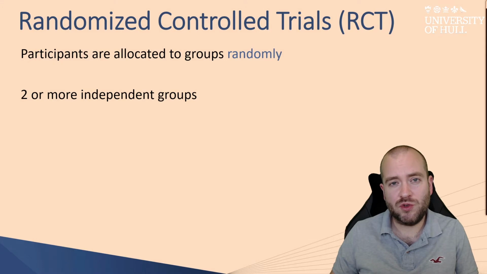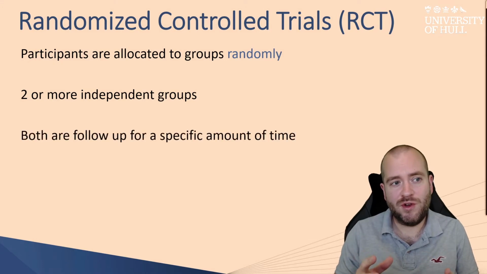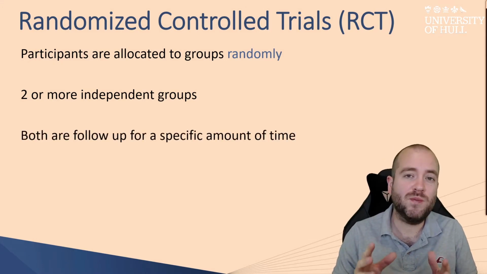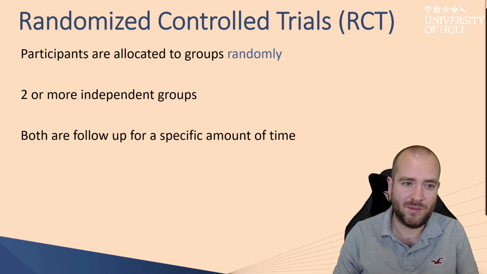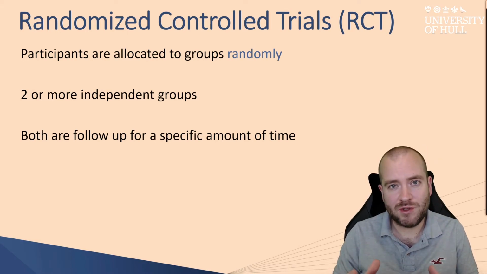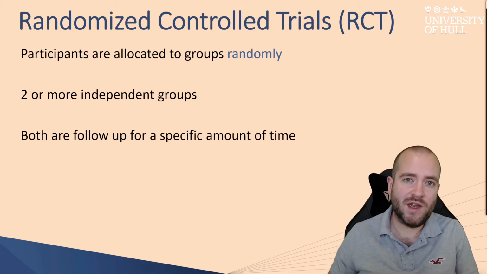Within a randomized controlled trial, both groups are followed up for a specific amount of time and should be followed up for the same amount of time, and this is agreed within the study protocol. Often when looking at an RCT, you'll find that there's words like blind or blinded, and this relates to who actually knows what's going on in the trial.